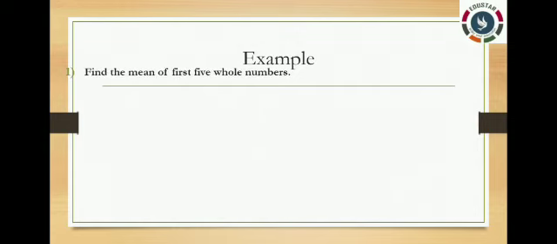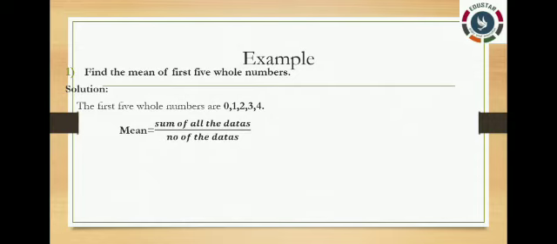Example 1. Find the mean of first 5 whole numbers. The first 5 whole numbers are 0, 1, 2, 3, 4. The next step is to write the formula of mean. Sum of all data divided by number of the datas. Now, add all the data and write as a numerator. Count the number of data and write as the denominator.